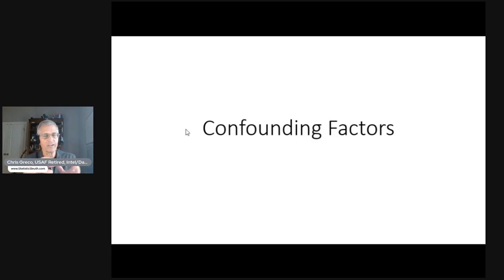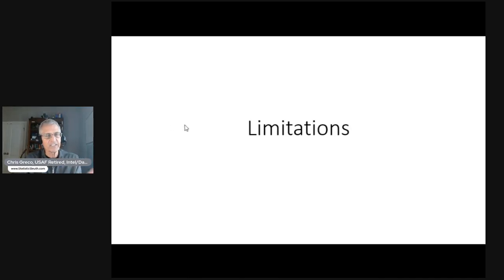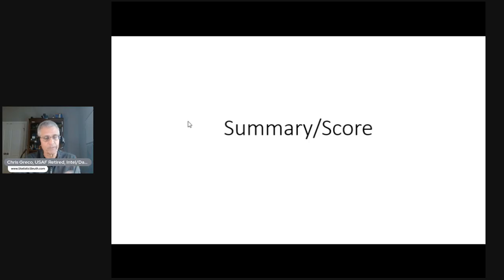And then confounding factors. Confounding factors are areas that are not brought up in the study that could in fact limit the study, or questions that show the study was not a fair study, was not without its biases. We may discuss that today. And then any limitations. Most studies will list limitations, and transparent studies will list those. That's pretty important. And then a summary and what they call a score.